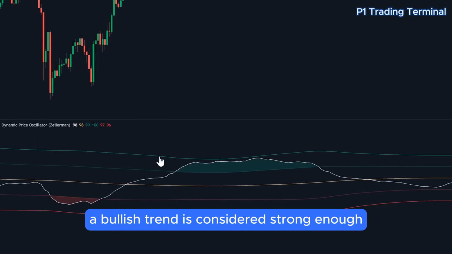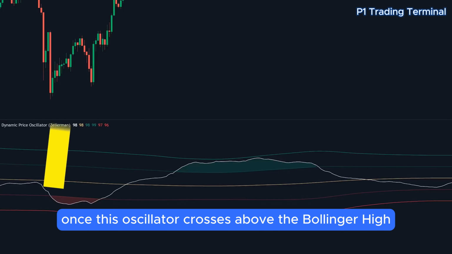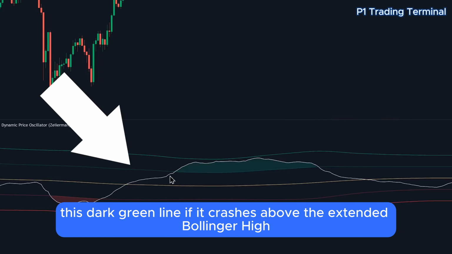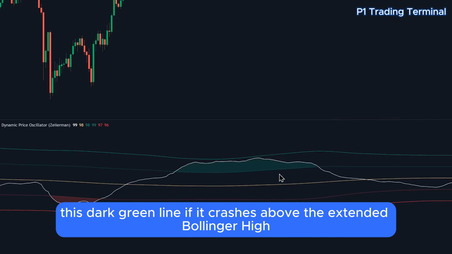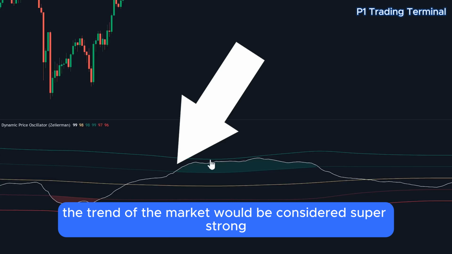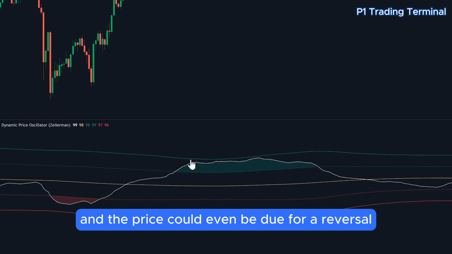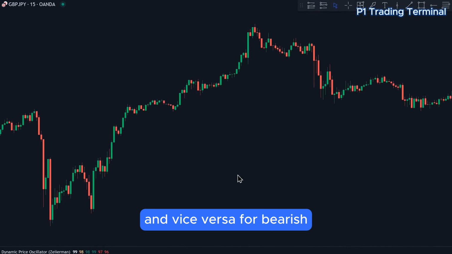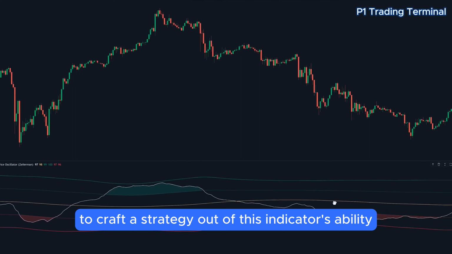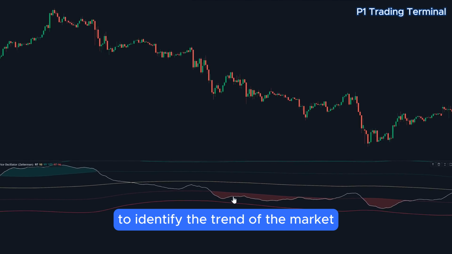A bullish trend is considered strong enough once this oscillator crosses above the Bollinger High, this dark green line. If it crosses above the extended Bollinger High, this green line at the top, the trend of the market would be considered super strong and the price could even be due for a reversal, and vice versa for bearish trends.